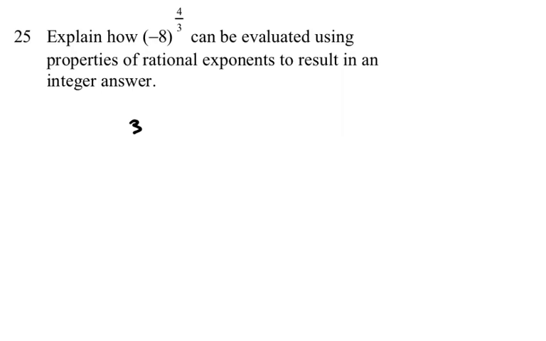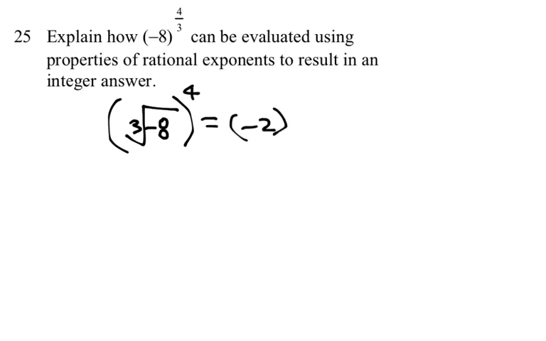All right, number 25. Negative 8 raised to the 4 over 3 power. The fact that we have a denominator of 3 means that's the same thing as the cube root of negative 8, raised to the 4th power. And then you realize that's equal to negative 2 to the 4th power, which results in 16. So that's how we can use the properties of rational exponents.